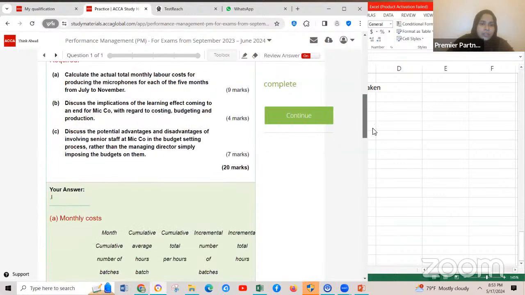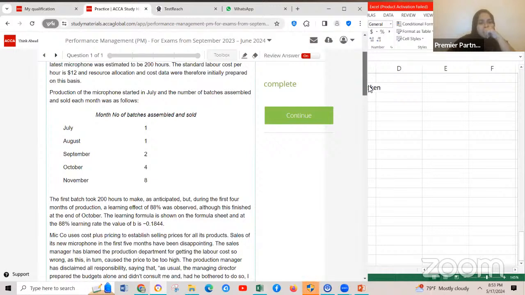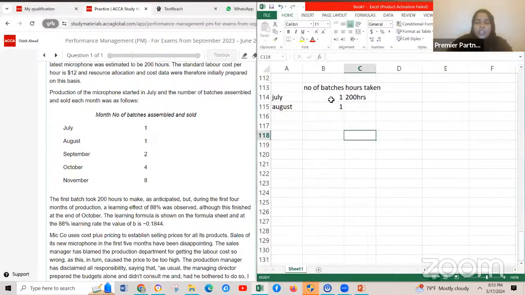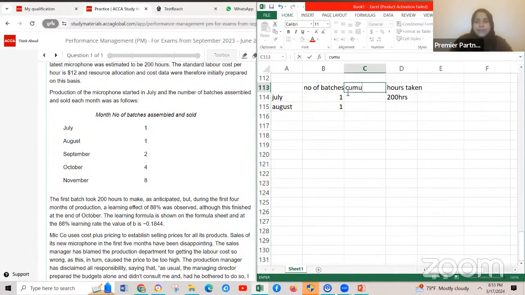Number of batches assembled and sold. In August, they made only one. Okay. So in July, they made one batch. So July and August together, they would have made two batches, right? We have to take the cumulative batches. July, one batch. In August, they would have made 1 plus 1, 2 batches altogether. Okay. So that means the total output has doubled. From 1, now they have made 2.